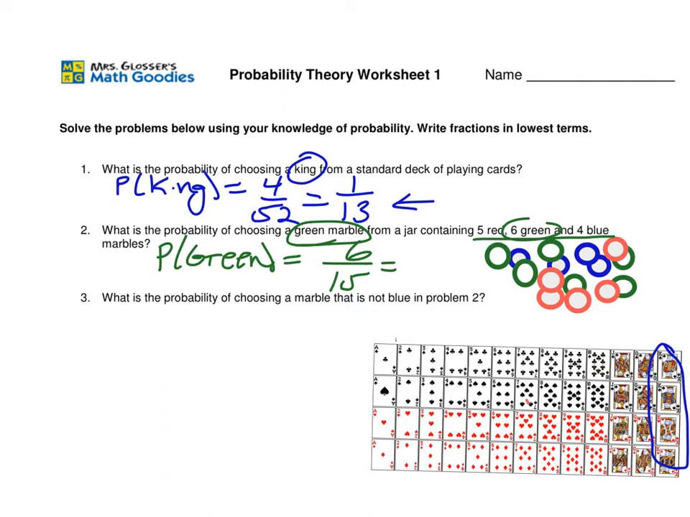Now I'm going to simplify it, and I know 3 goes into 6 and 15. So 6 divided by 3 is 2. 15 divided by 3 is 5. So that is 2/5.